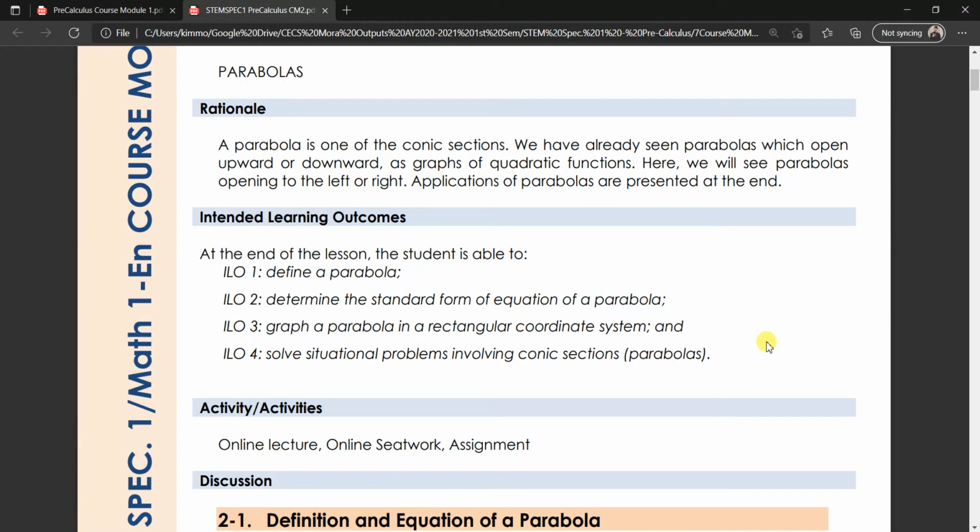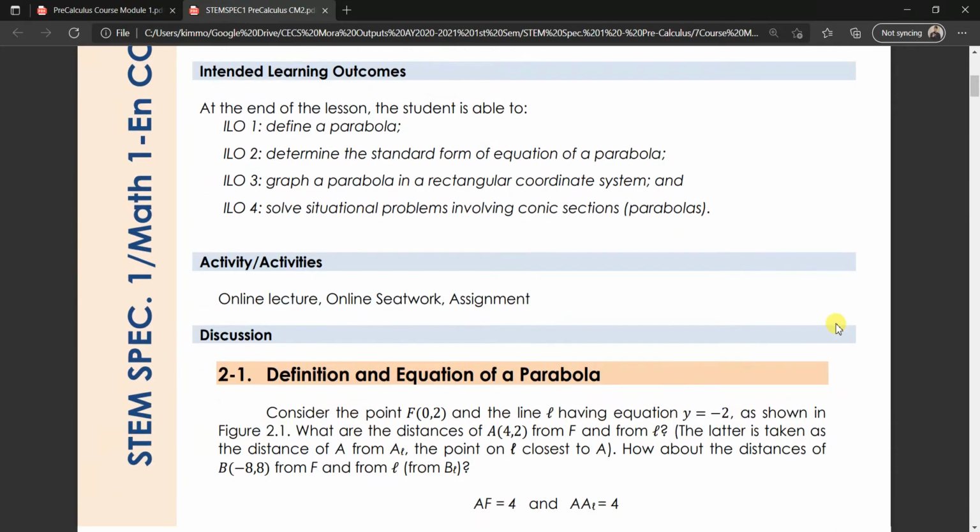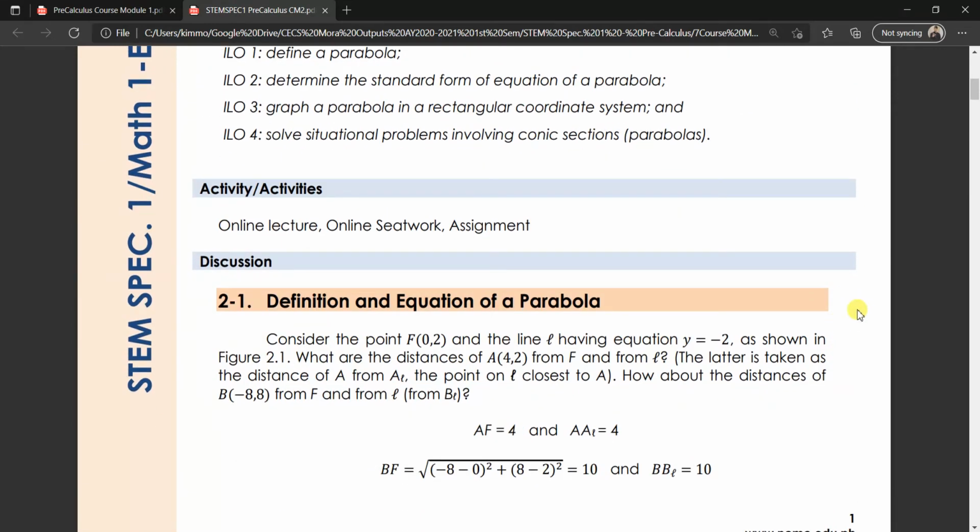So what are the learning outcomes? At the end of the lesson, you shall be able to define what a parabola is. Next is to determine the standard form of the equation of a parabola. Then graph a parabola in a rectangular coordinate system, and lastly to solve situational problems involving conic sections, particularly the parabolas. There will be a seat work and assignment by the end of this module, which I am going to assign to you later.